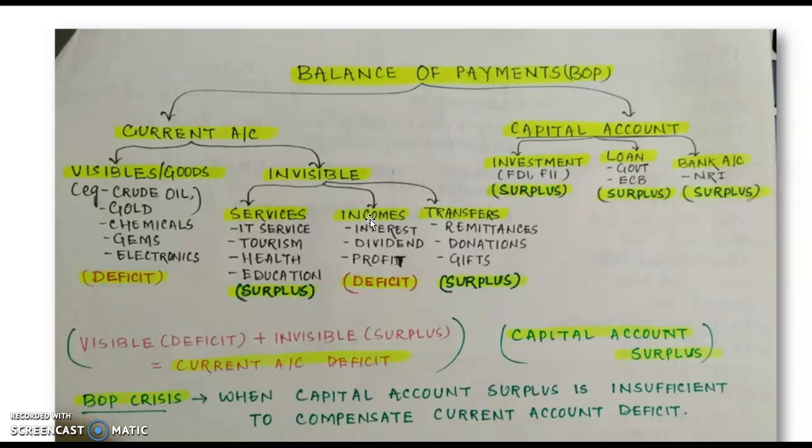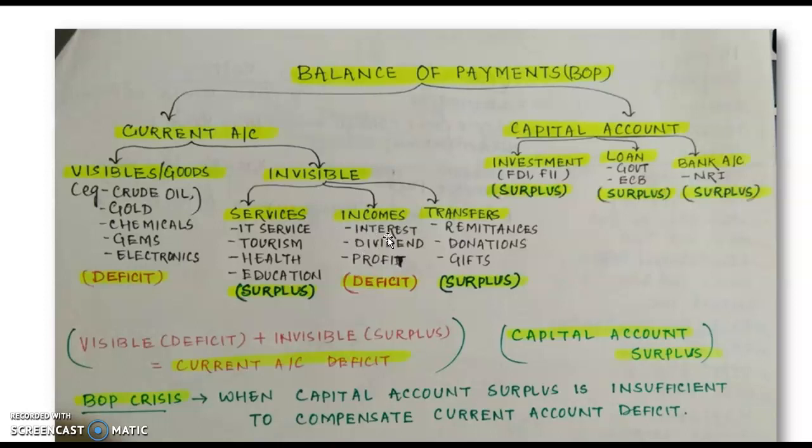Now come to this part, income. When some foreigners are investing in India, that means under capital account, in FDI, foreign direct investment, and also foreign institutional investment, some foreign entities are investing in India. In return, we need to pay some interest, dividend and profit. Likewise, when Indians invest outside, they are supposed to get certain kind of interest, dividend and profit.